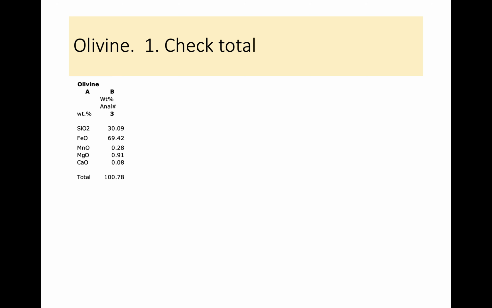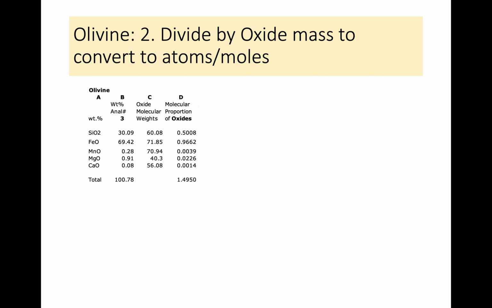First, we'll look at olivine. Here, we'll check the totals. You can see it's got silica, titanium dioxide, FeO, MnO, MgO, CaO, and those total to 100.78 weight percent. This is within 2 weight percent, so it's okay.